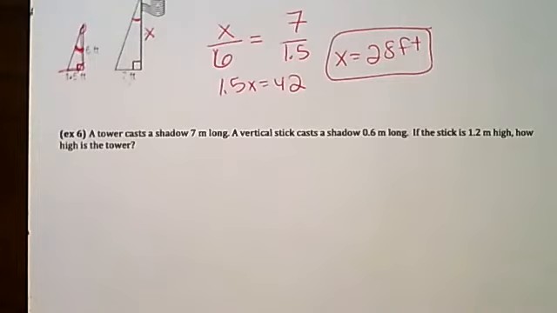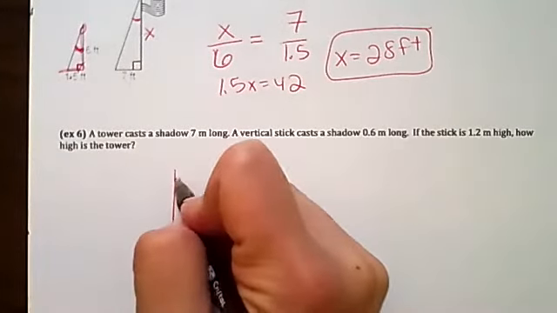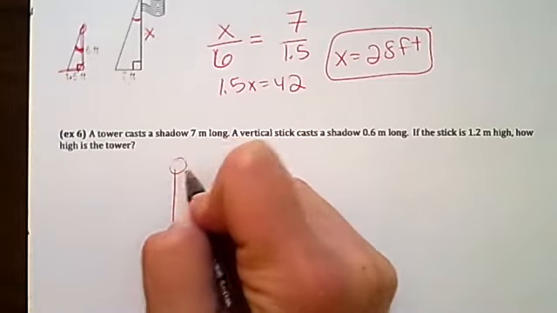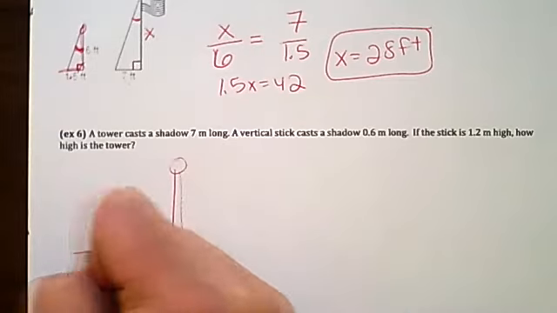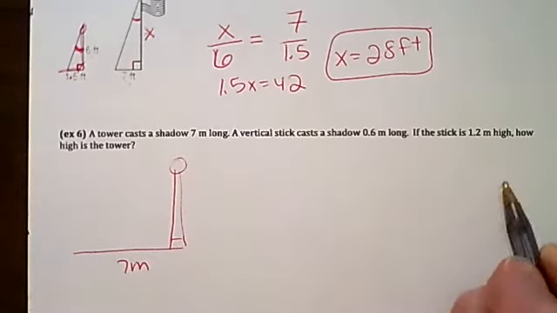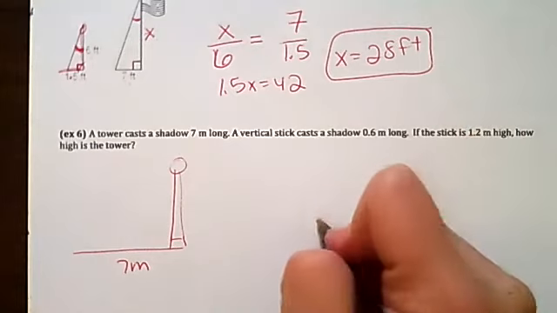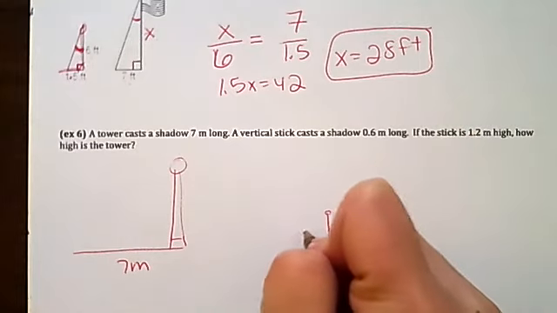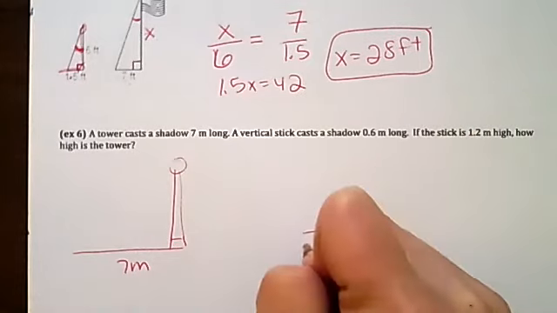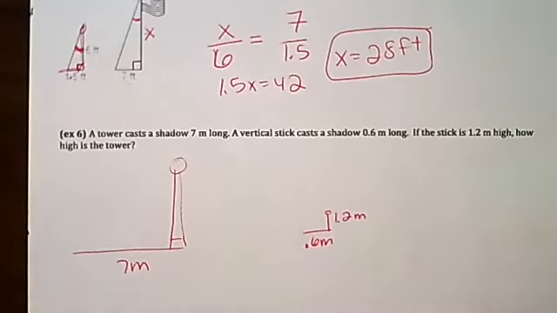This one is a tower casting a shadow 7 meters long. So here's my tower. Beautiful. 7 meters. A vertical stick. So, just a random vertical stick, casts a shadow 0.6 meters long. If the stick is 1.2 meters, I made that so small, but whatever. How high is the tower?